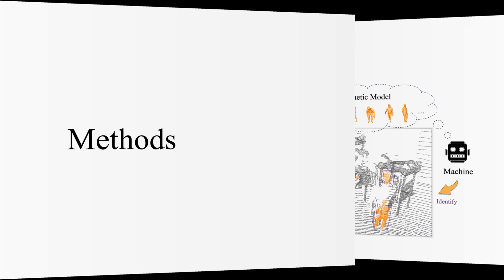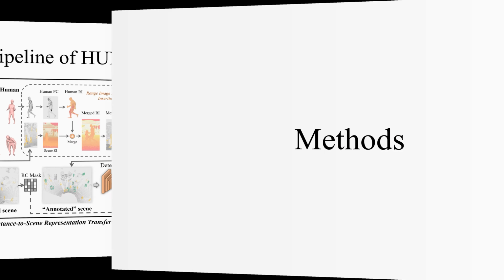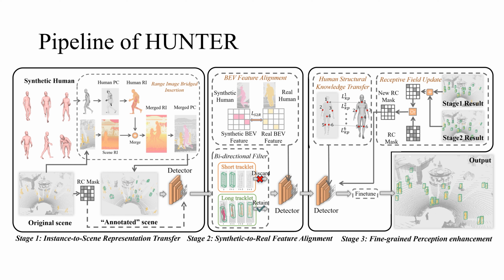Methods. Our method mainly contains three stages, including instance-to-scene representation transfer, synthetic to real feature alignment, and fine-grained perception enhancement. For the first stage, we exploit the inherent class-aware attributes of simulated human instances to generate pseudo-labels for real humans. In the second stage, we utilize bidirectional multi-object tracking to filter out low-quality pseudo-labels. Then we conduct feature alignment to bridge the gap between synthetic humans and real-world captured humans. For the third stage, we integrate the human body skeleton as supervision to enhance fine-grained feature learning, which can tackle more challenging cases such as humans with severe occlusions.